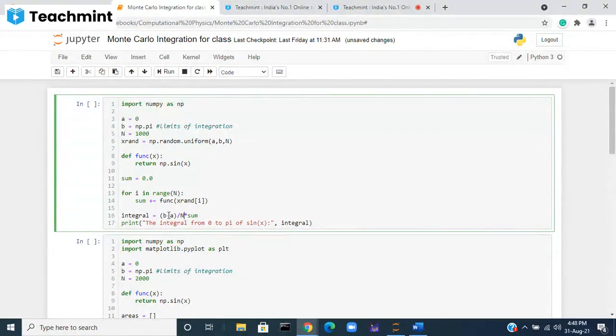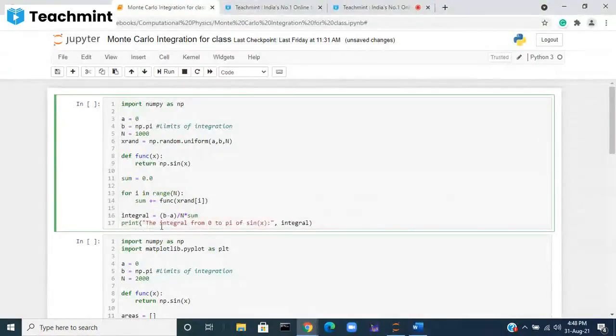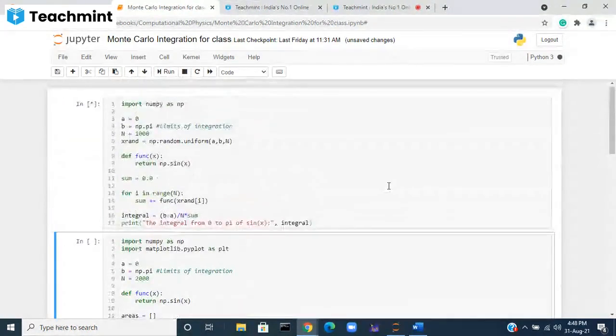So integral equal to b minus a divided by n, multiplied by the sum. This will give us an estimate of the integral. So the integral from 0 to pi of sine x is given by the value of this integral. So let me run this cell, and we'll get the output very soon.